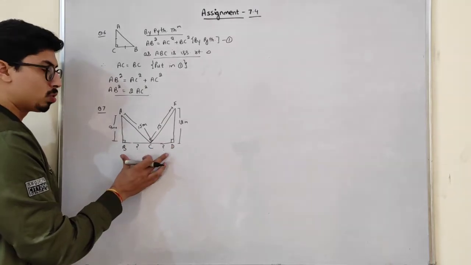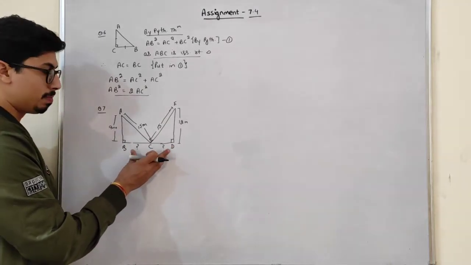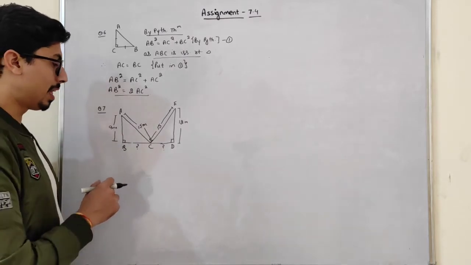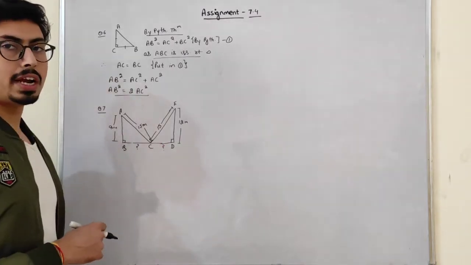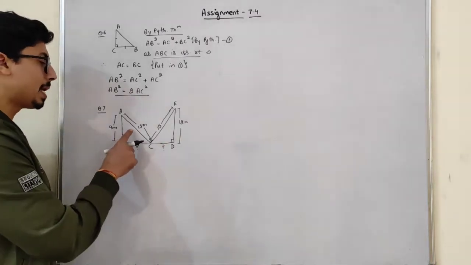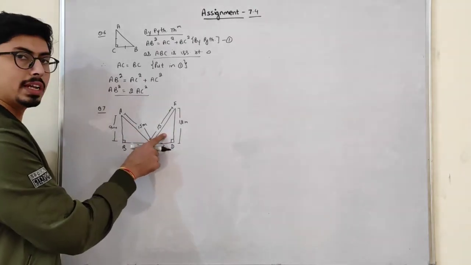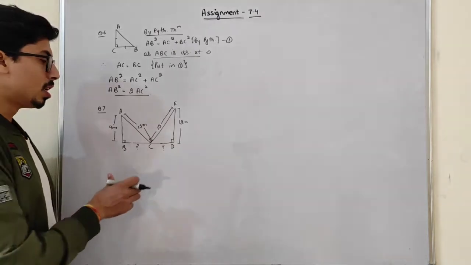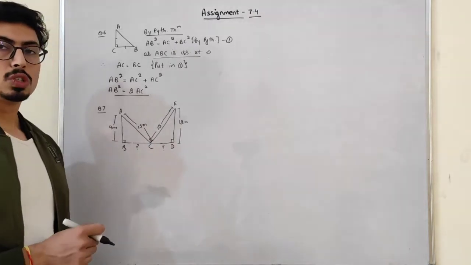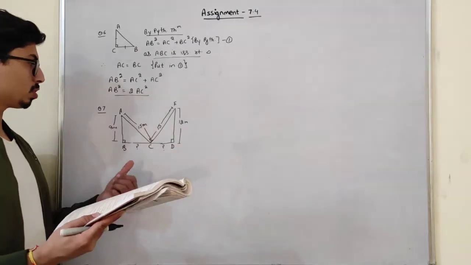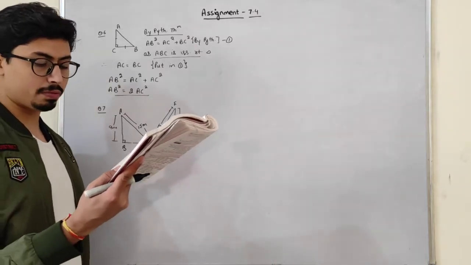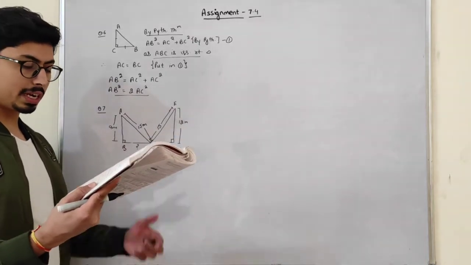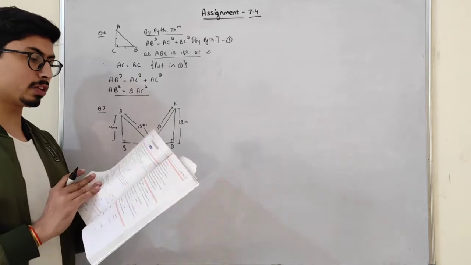So in order to find out the width, just add both the lengths, that is BC and CD, and you will get your answer. Just apply Pythagoras in these two triangles and you will find out BC and CD. Just add BC and CD, you will get your answer. Okay, so this is our question number 7. So just do question number 7 by yourself. I'm going to discuss the remaining questions, that is question number 8 and question number 9.